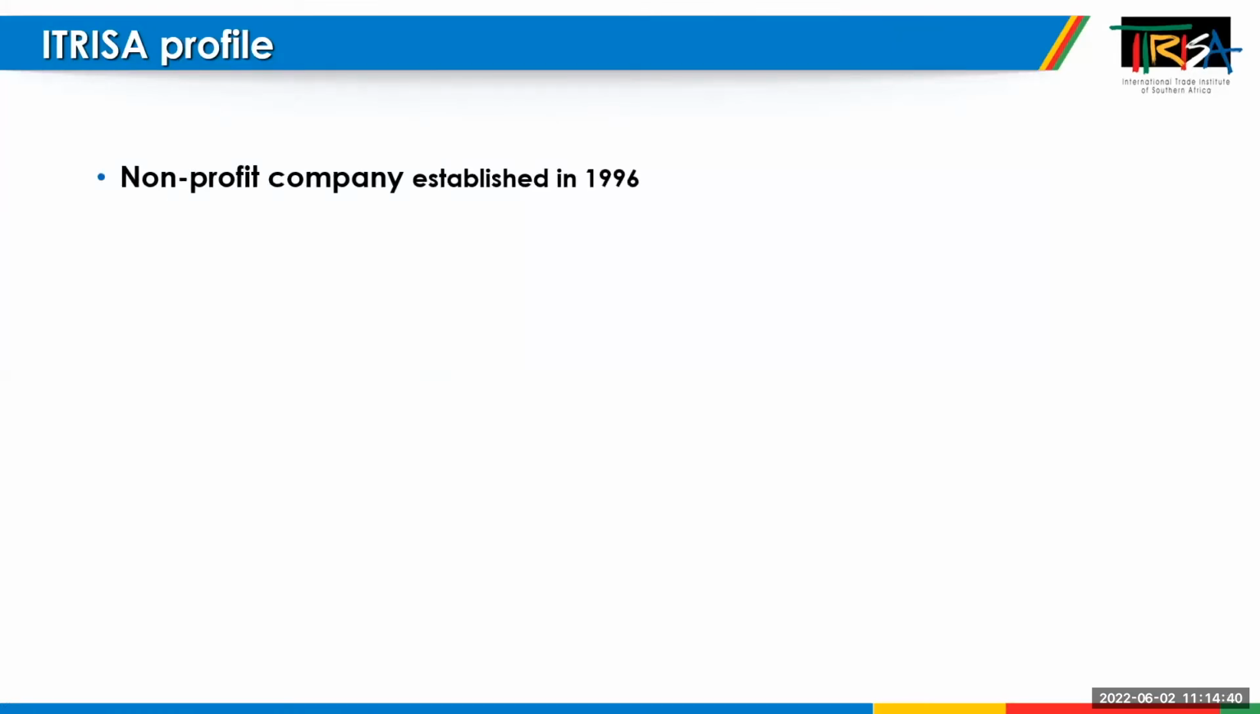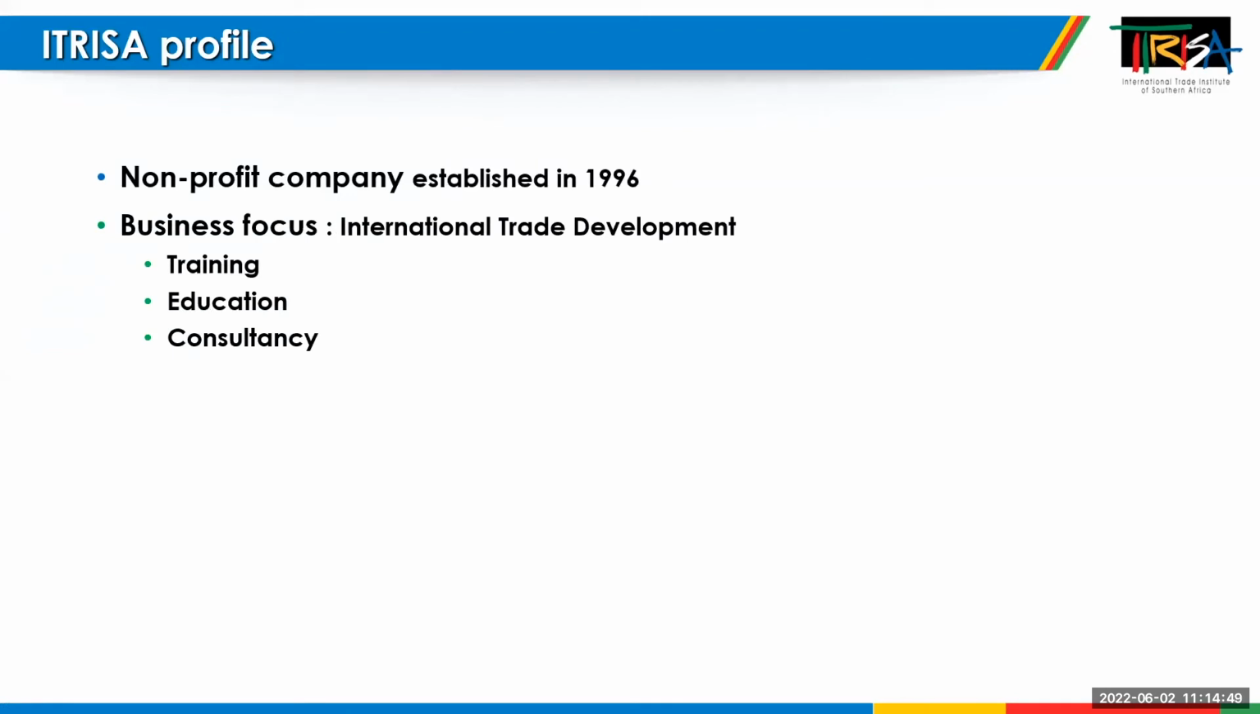Right, well, the starting point is that we are a non-profit company. We were founded in 1996 with the intention of focusing completely on international trade development. So our key focus is really training and education. We separate the two because we refer to training as short course contact training or online training with a facilitator. And our education program is qualifications based. It takes some time to complete, and it's distance learning.